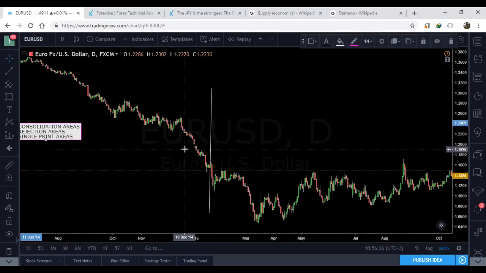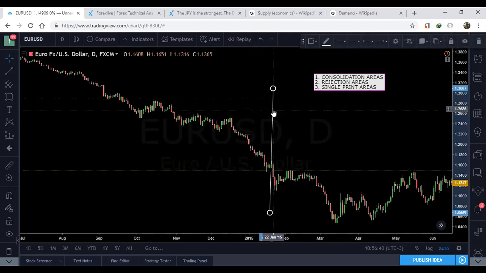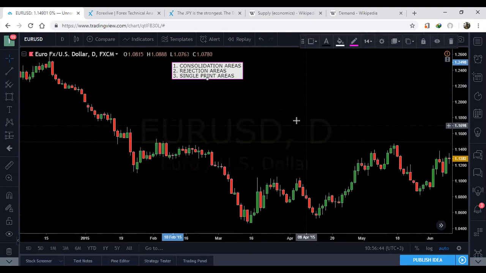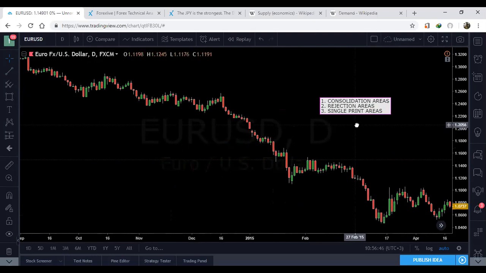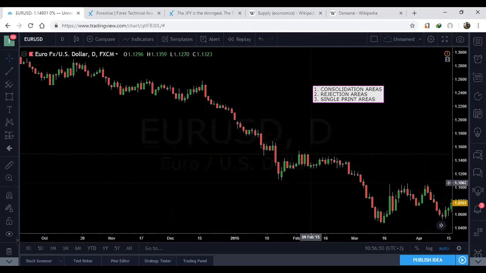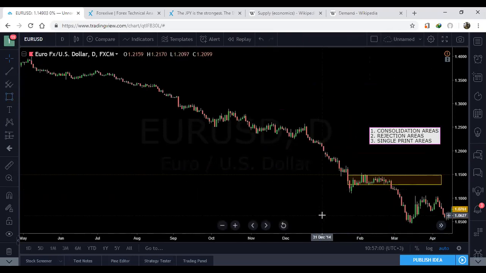How do we know that this could be a supply or demand zone? Take for example this area here. Remember, we don't have the right data. We only have this data. So look at this place. Look at this consolidation area. This could be a supply or demand zone, depending on where price is going to be.